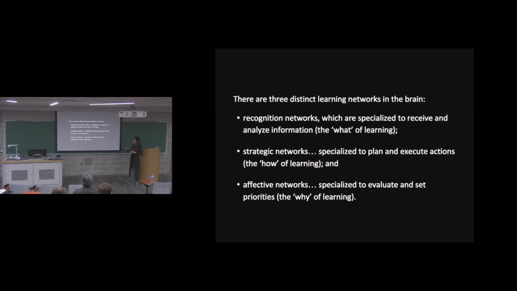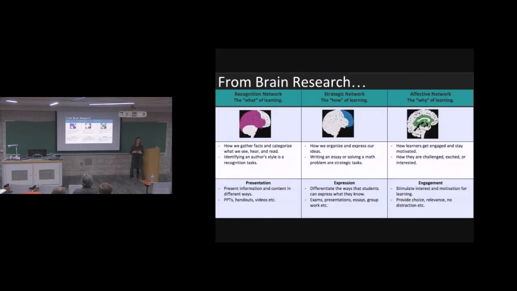So just as there are 3 pillars of UDL, we're finding that there's 3 different networks of the brain, and these components are activated when doing various neural tasks. So the recognition network, again, when you're presenting information in different ways, such as through PowerPoints, handouts, or videos, that impacts how we gather, categorize what we see, and identifying an author's styles of recognition task.